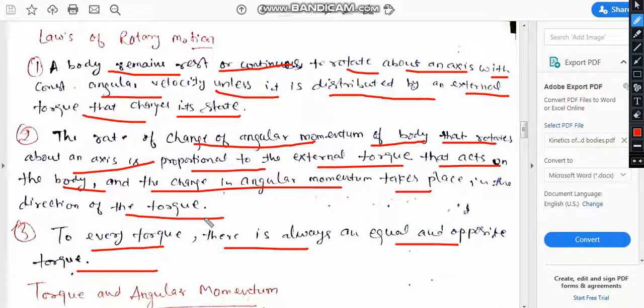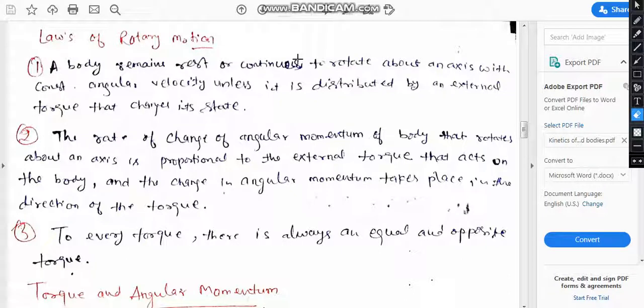All these three laws are similar to Newton's laws of motion, but in Newton's laws the motion is rectilinear, while here the motion takes place in a circular way. So in circular motion force is changed to torque, displacement is angular displacement, and momentum is angular momentum. Both are the same kind of thing, but with a different physical interpretation of the statements.